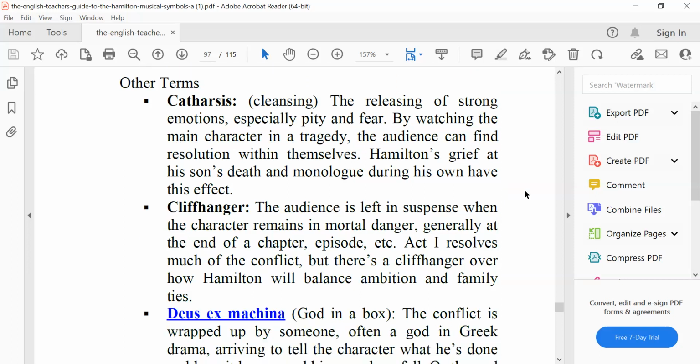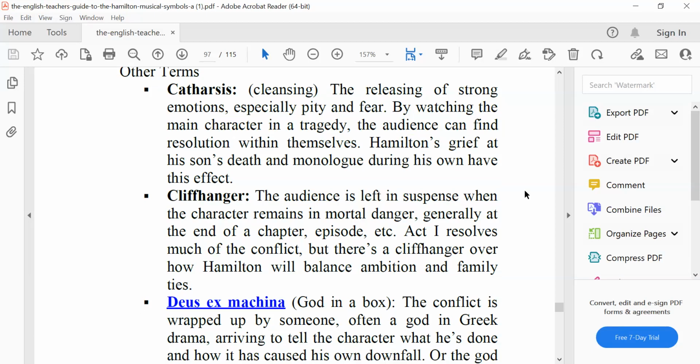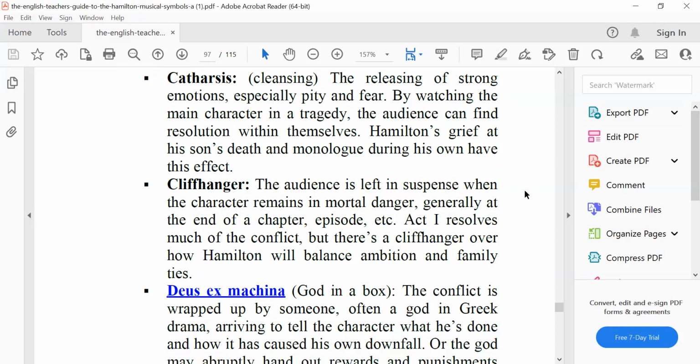Some other things that we could think about in terms of the plot. Catharsis is when you're just letting out all your strong emotions, and often this is for the audience as well as the characters. By watching this happen, we get to laugh, cry, and come out wrung out from our strong emotions. Hamilton's sad song about his son dying would have a lot of that.